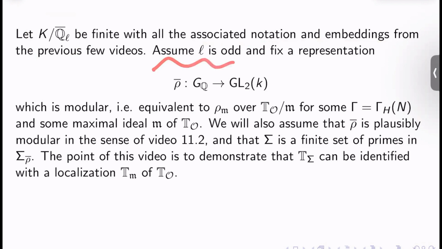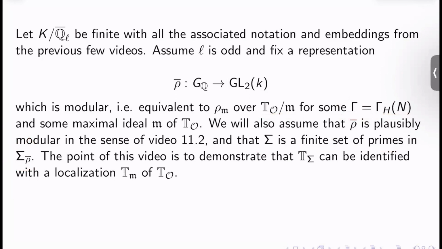We'll assume L is an odd prime, and we'll fix a representation rho bar from GQ to GL2 of K, which is modular. That is, it's equivalent to rho sub frac m over T sub O mod frac m for some gamma equals gamma sub h of n and some maximal ideal frac m of T sub O, as per notation from the last video. Okay, we'll also assume that rho bar is plausibly modular in the sense of video 11.2, and that sigma is a finite set of primes in what we called sigma of rho bar this chapter.